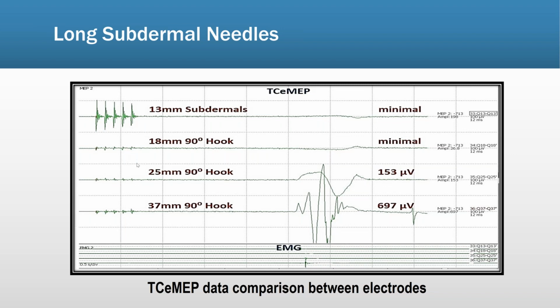The second thing is the subdermal needles. With subdermal needles, the current spreads over the surface of the skin, and that's called DC current. That DC current gives you a very high stimulation artifact. You can see the stimulation artifact is much higher in the 13 millimeter compared to the others, which are more insulated and have less stimulation artifact.